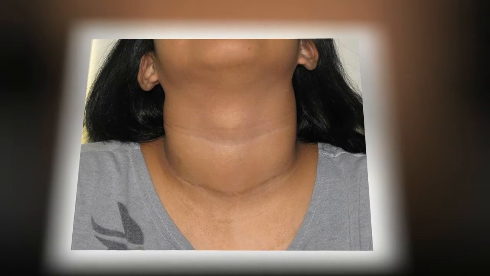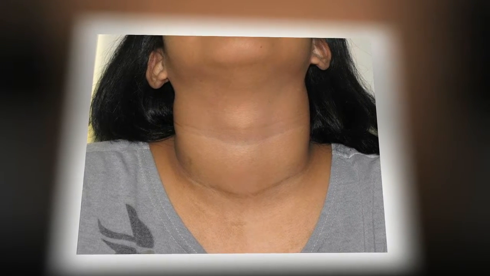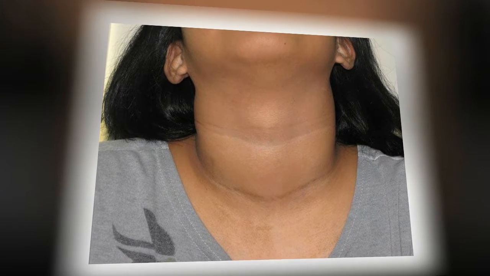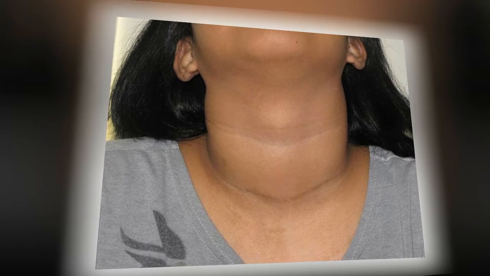There are other forms of thyroiditis, including postpartum thyroiditis, de Quervain's, also called subacute or granulomatous thyroiditis, and viral thyroiditis, among others. As noted, in some cases, Hashimoto's thyroiditis is treated with thyroid hormone replacement drugs.